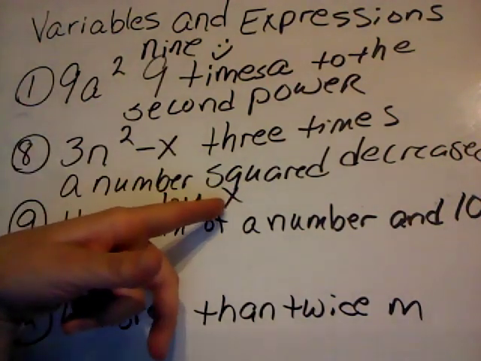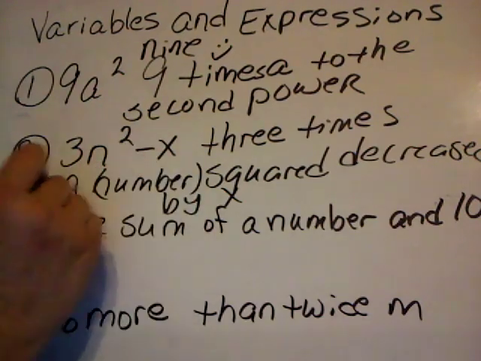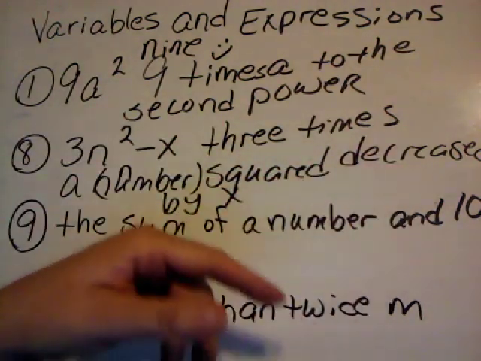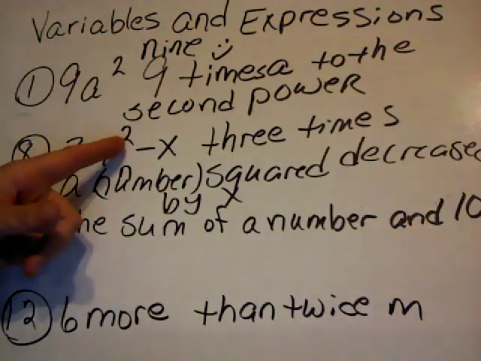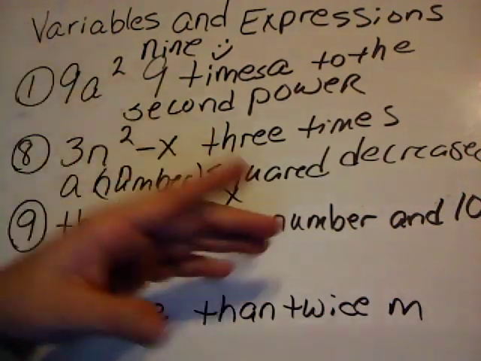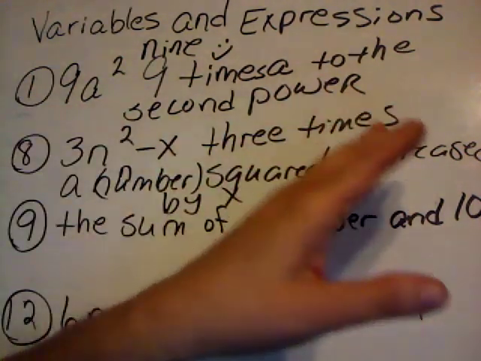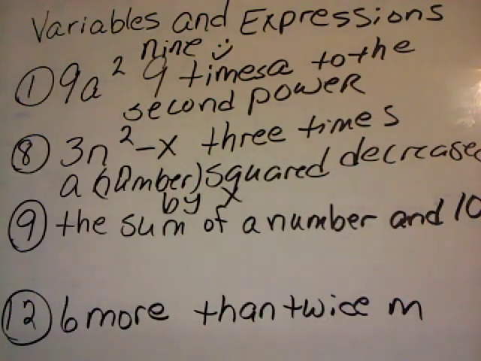I could have also said by another number. Here I could have written n instead of a number. I could say 3 times n squared decreased by x. 3 times n squared minus x. 3 times n raised to the second power decreased by x. As long as I use a subtraction term and a multiplication term, the answer is still correct. Now let's look at number 9.